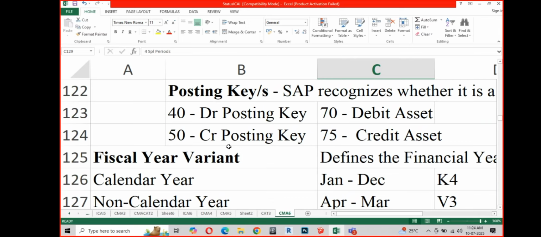Now, SAP cannot understand the English debit or the English credit. But your financial transactions are only debit and credit. So what is the methodology through which SAP understands this particular debit or credit? It is through something called posting keys. It is through the concept of posting keys that SAP understands whether you're debiting a particular general ledger account or crediting a specific general ledger account.